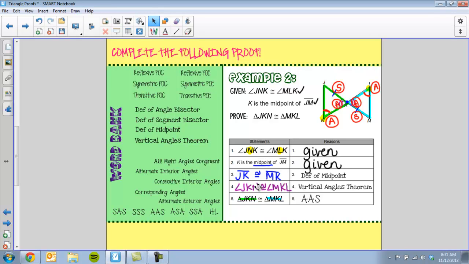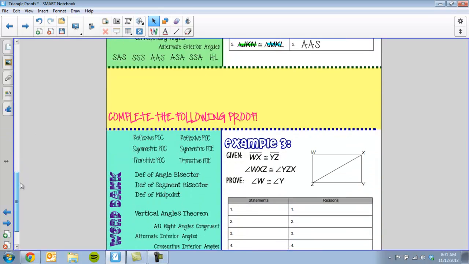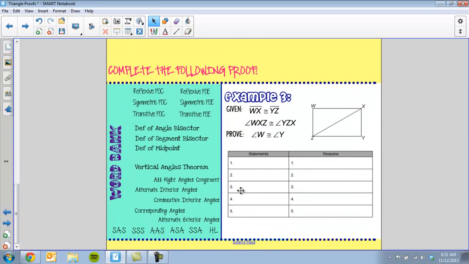You did it! Now, if you're not comfortable with that, this is a good time to pause the video, watch that again, ask a neighbor, call me over, and make sure you understand where we got all of those pieces of information. The last thing we're going to look at as far as proofs is this example number 3.